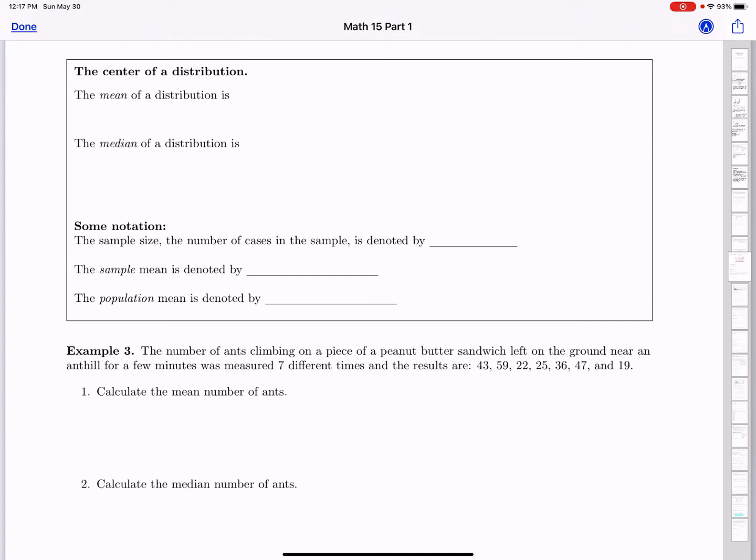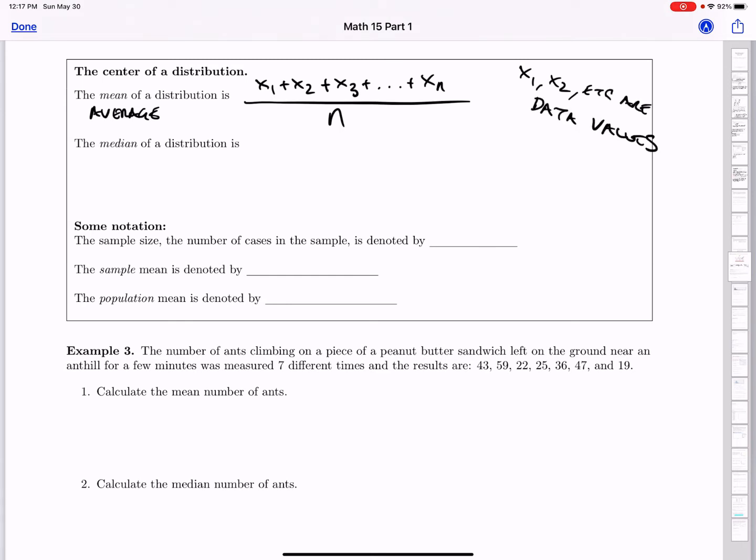The first is the mean of a distribution, which is also called the average. Most of us are very familiar with this calculation. The way you calculate it is you add up all of your data values. So in my example up here, I have n data values, and then you divide by the number of data values that you have.